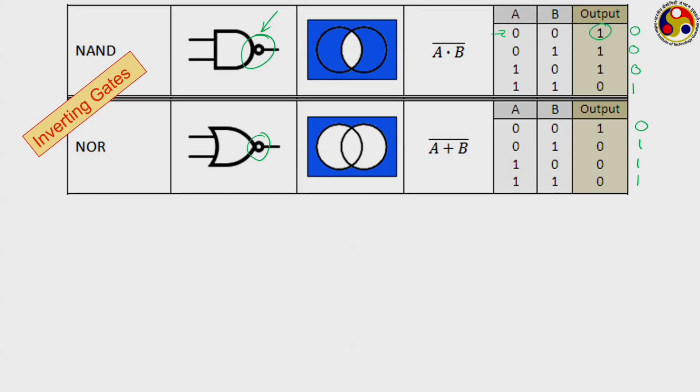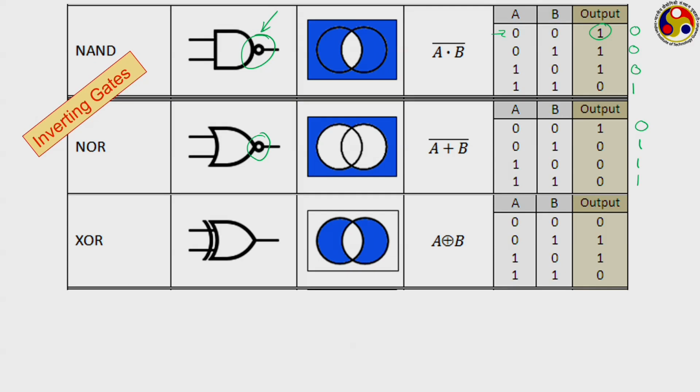There are several scenarios where this kind of operation is required. So, these two are often called the inverting gates, because they invert the operation of the basic standard gates, that is AND and OR. And then we have a couple of exclusive gates. XOR is also called the exclusive OR. Here this curved line represents the exclusive portion. You can see there is an OR symbol and there is an exclusive symbol.